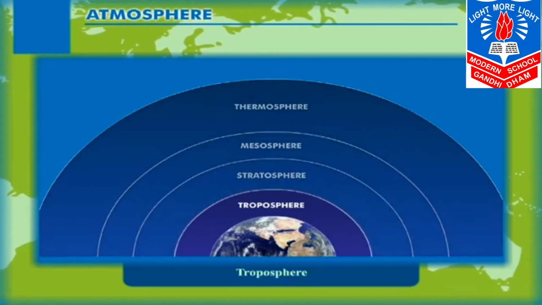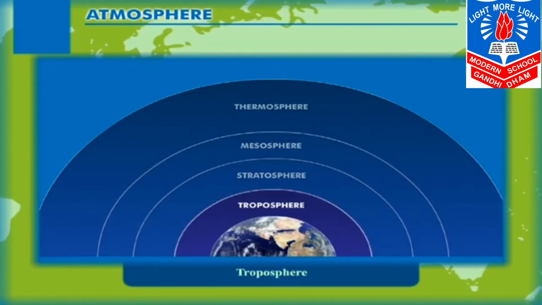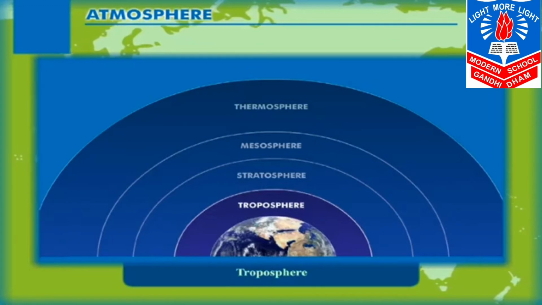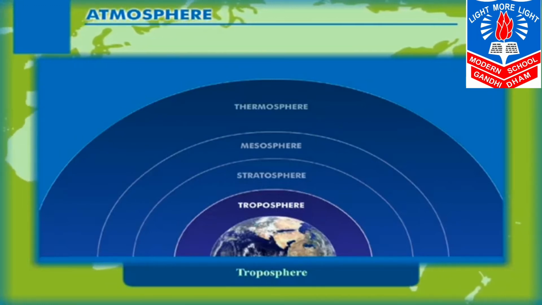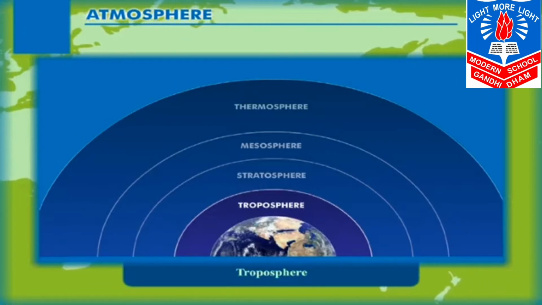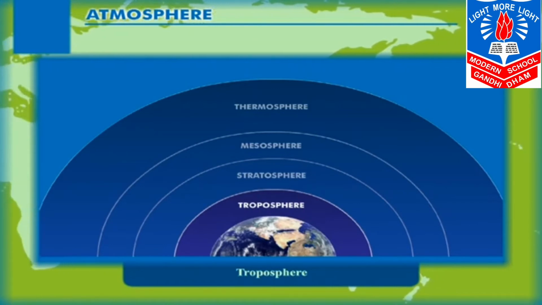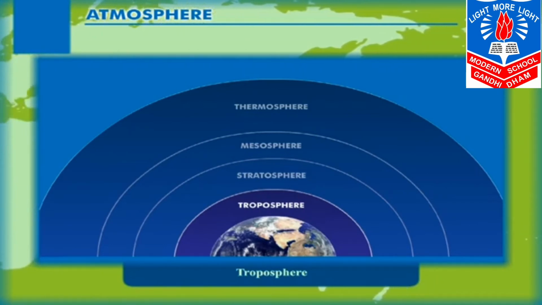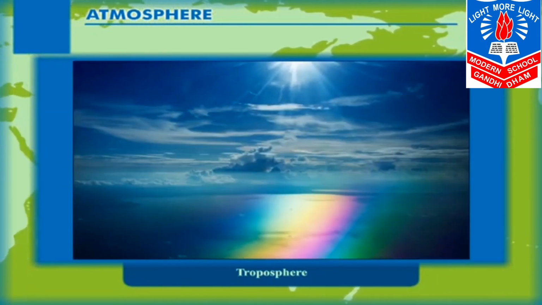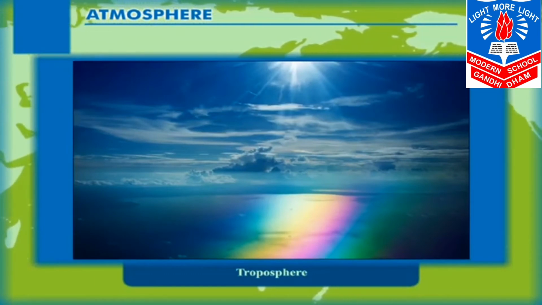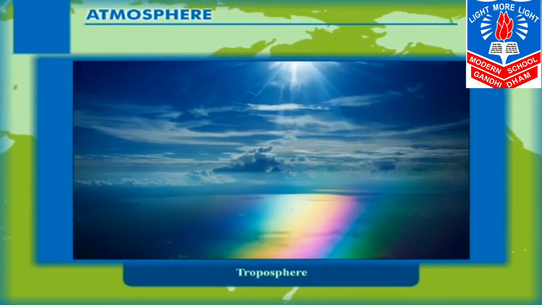Let's move on to page number 67. Let us learn about the troposphere. The first layer of the atmosphere that surrounds the earth is known as troposphere. Now in this, changes occur according to the season.